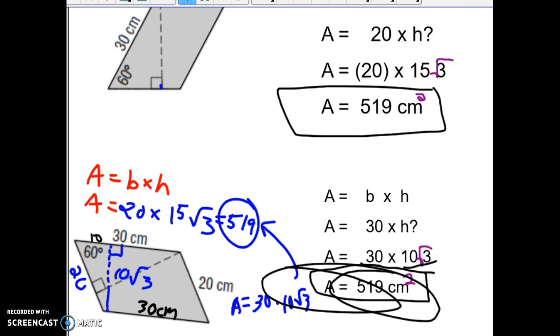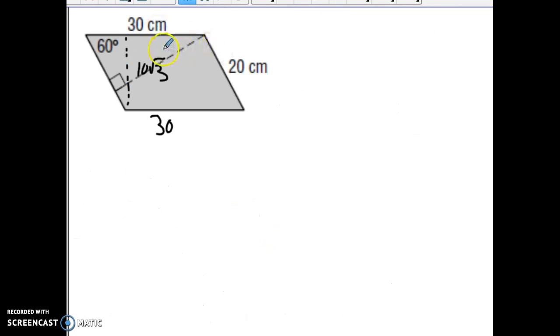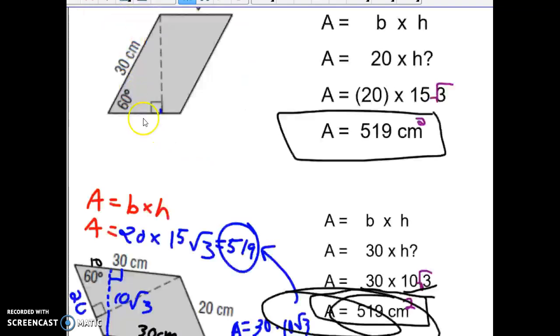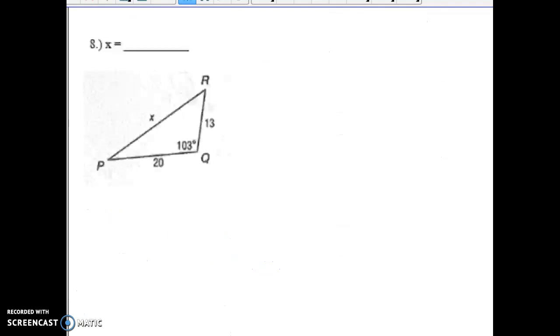And as I promised, I'm going to put this to music, put a little more emphasis on it. So, whether it's originally given to you with 30 as the base and you don't know how to make the right triangle, or they give you the right triangle and you just have to rotate it, every parallelogram will always give you the same area. And that is the answer to number 1 that is on your homework.